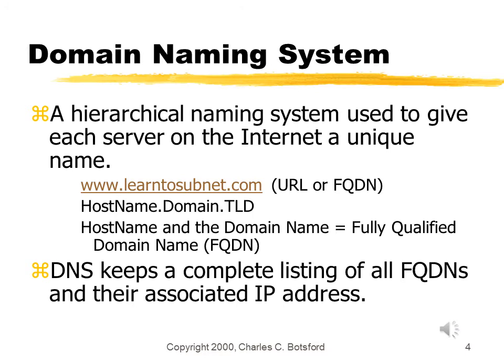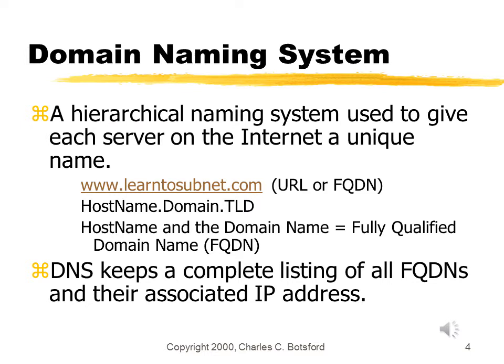Domain naming system. We first talked about DNS as a service, the service that provides IP resolution. Now let's talk about another important aspect of it, which is the naming system itself, because the domain naming system is a hierarchical naming system used to give each server on the internet a unique name. Now let's take a look at our URL, www.learntosubnet.com. This is a URL, also called a fully qualified domain name, and it's really three different names, and let's see how they're made up.